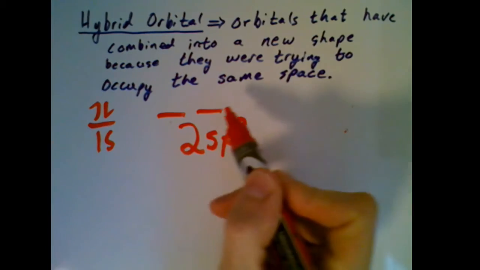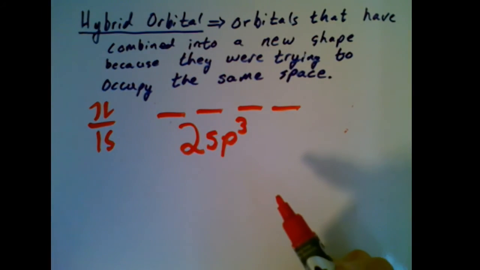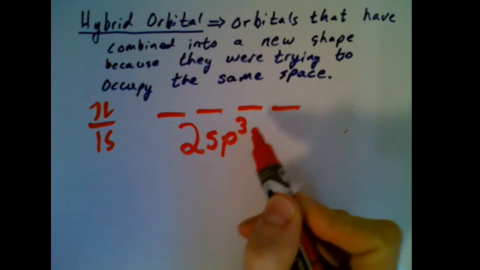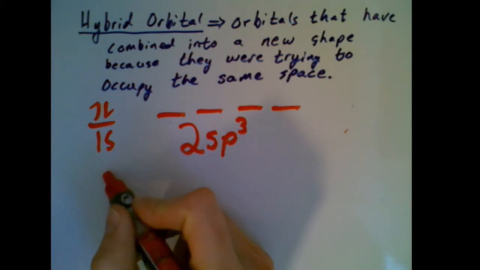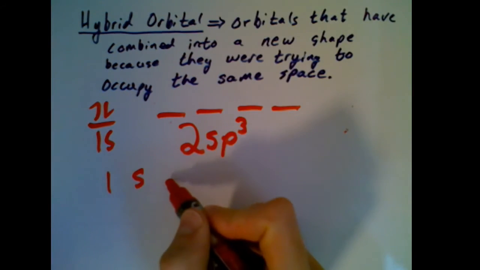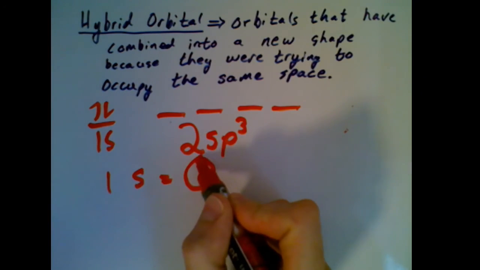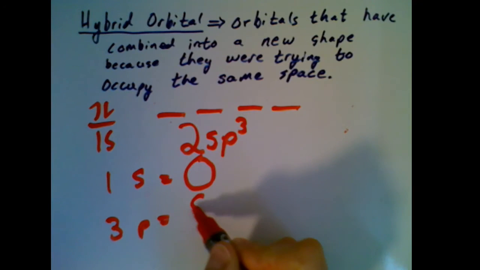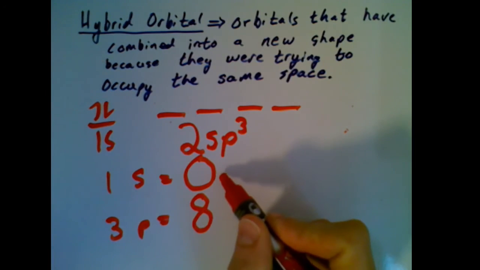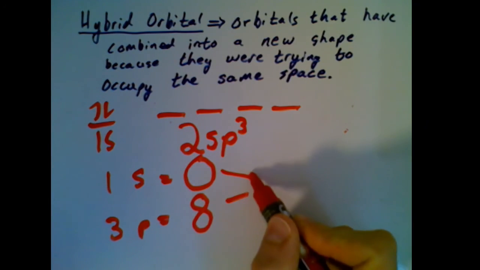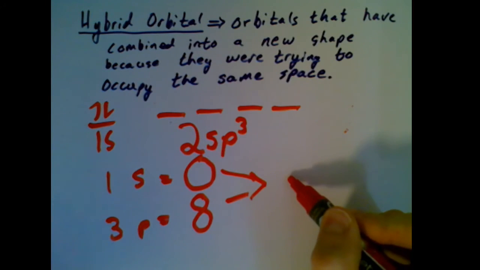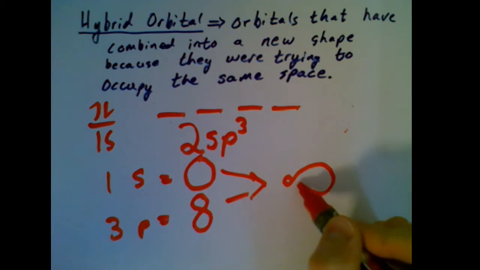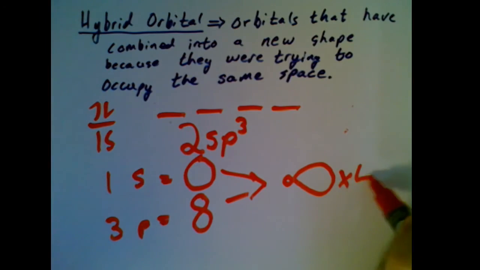And so we actually get 4 different shapes. The reason we call it sp3 is because it's made of one s orbital. So in other words, it's made of one sphere and it's combined with 3 p orbitals, or those dumbbell shapes. And that ends up producing 4 different orbitals that look like this.